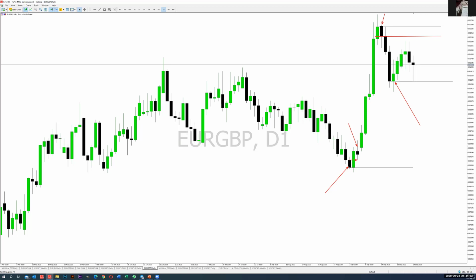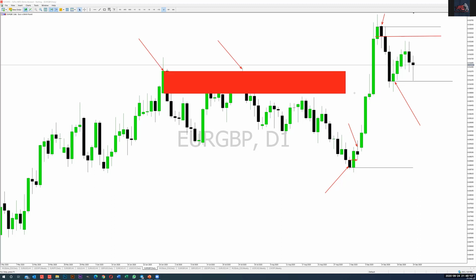Now, if you look at these two highs, we've got a supply zone here, right? We've got a supply zone whereby the market has been trading into it, and then it trades lower, trades into it again, trades lower, into it, and then it goes short.